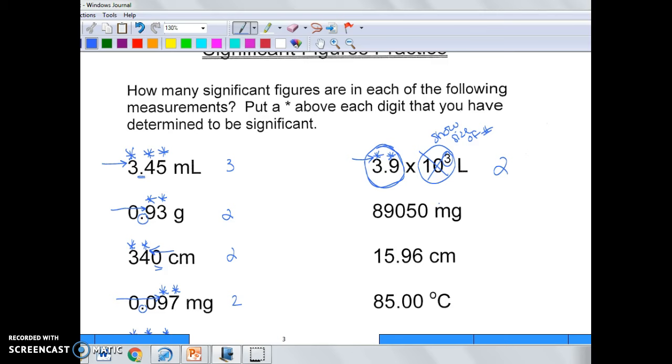This one, decimal point is absent. Start from here. Start at the 5. 1, 2, 3, 4. So we have 4 sig figs. Decimal point present. Start from the Pacific. We have 4 here. Decimal point present. Start from here. 1, 2, 3, 4.